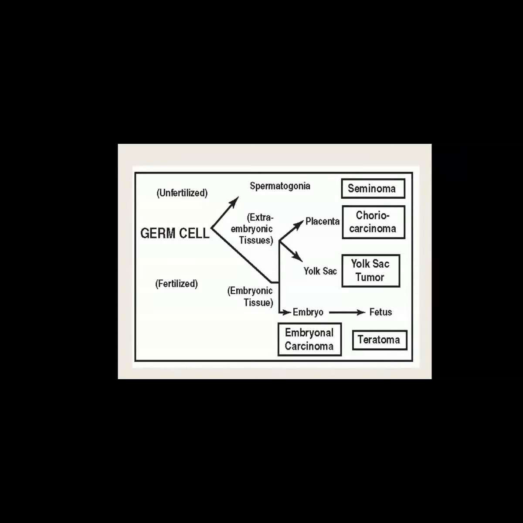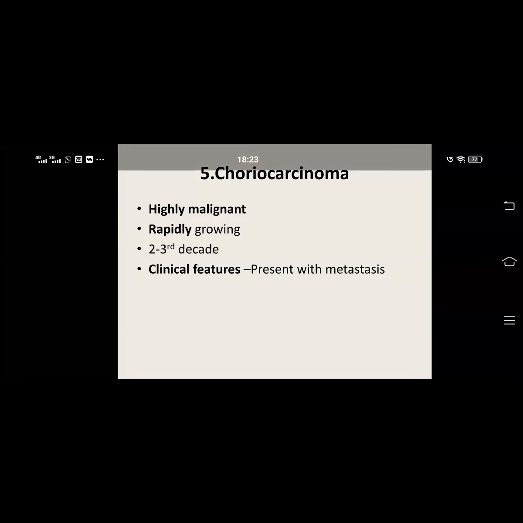If they derive from the placental component, that is a line of development, so they will form the choriocarcinoma. So first, in extra embryonic tissues, we will deal with the choriocarcinoma. Like the embryonal carcinomas, these choriocarcinomas are very malignant and rapidly growing. Usually they will be found in the second or third decade.